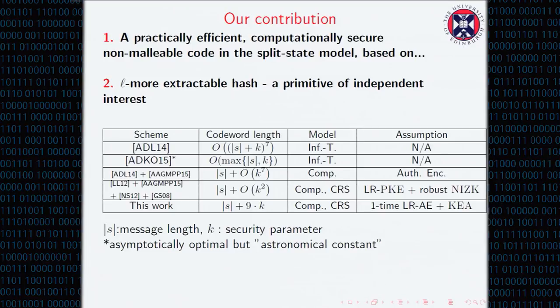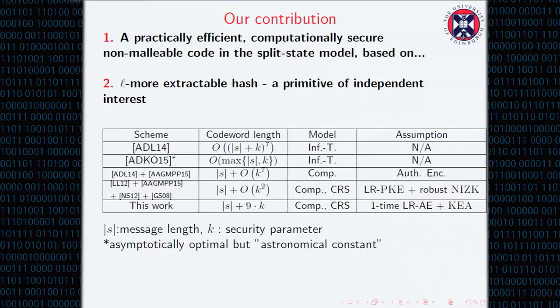Then the work which is closer to ours is the LL12 paper by Liu and Lysyanskaya, which is the best effort way to present this work. If we combine the LL12 paper with the state of the art in the area, with the Agrawal et al. compiler, Naor-Segev leakage resilient public key encryption, and the Groth-Sahai proofs, we get the length that you see there. The construction uses leakage resilient public key encryption and robust non-interactive zero knowledge proofs.